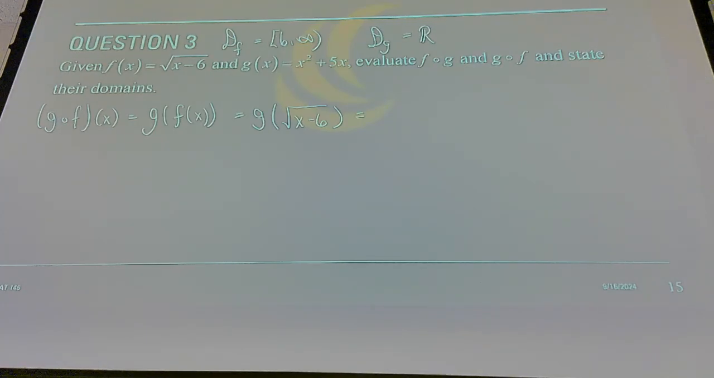Square root of x minus 6, all squared, is x minus 6. Can that second term be simplified? Just put 5 before it's 6. There's the formula.